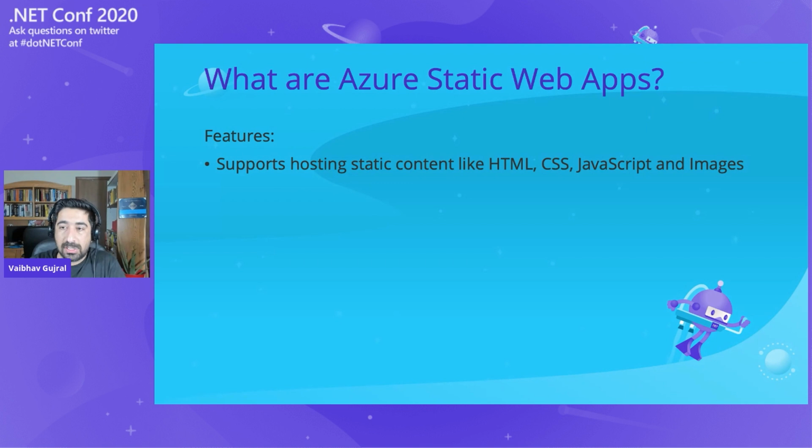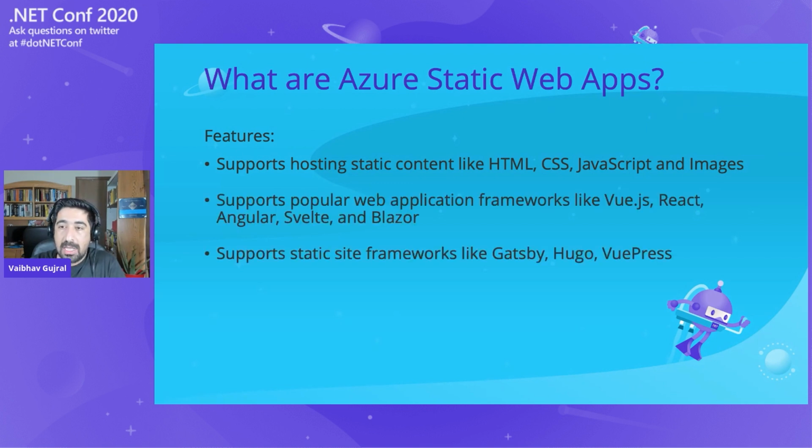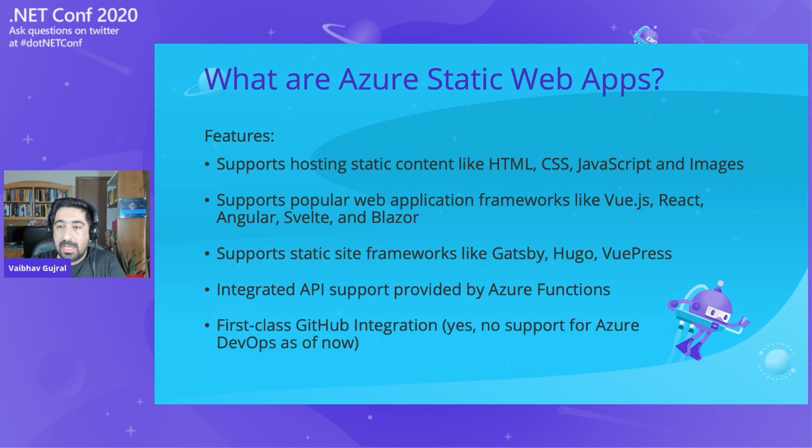As I said, they host static content like HTML, CSS, JavaScript, and images. It supports popular web application frameworks like React, Angular, and Blazor, and it also supports static site frameworks like Gatsby, Hugo, and VuePress. As I was mentioning in the last slide, it comes with an integrated API support powered by Azure Functions.